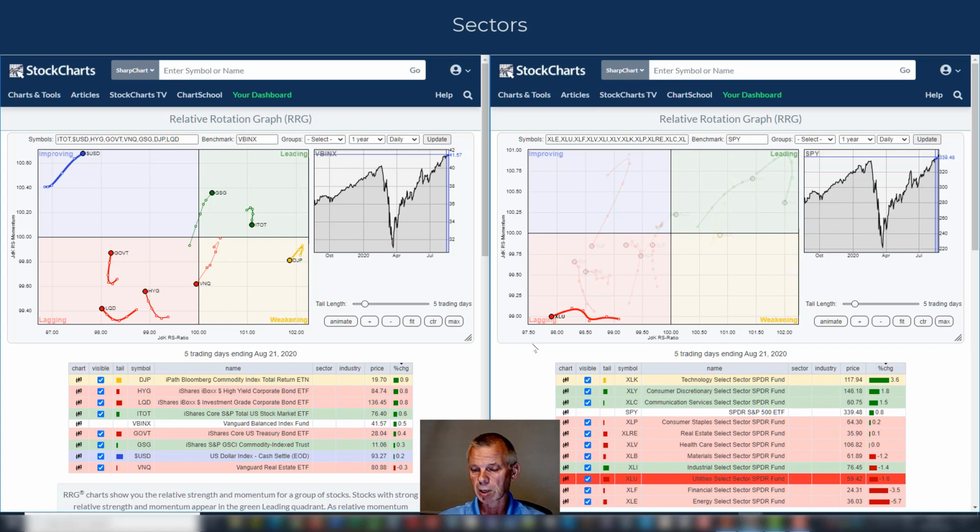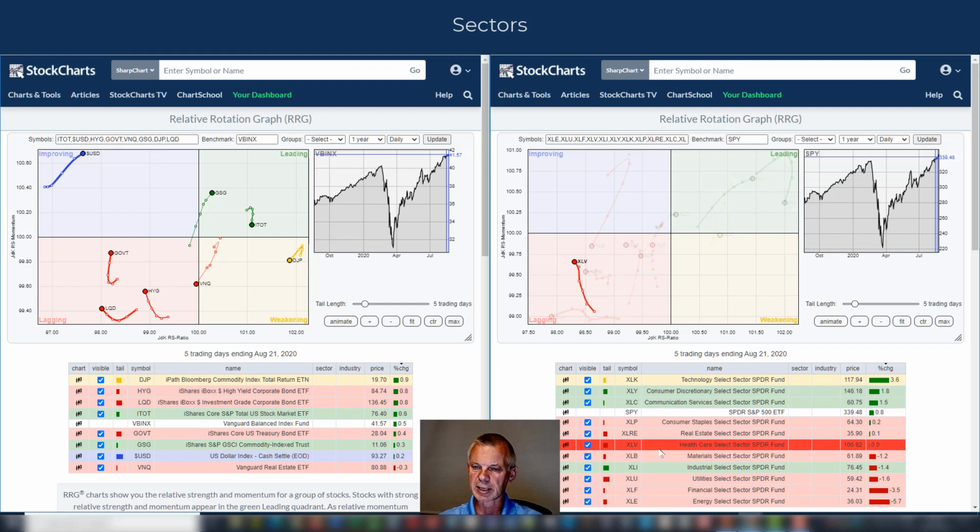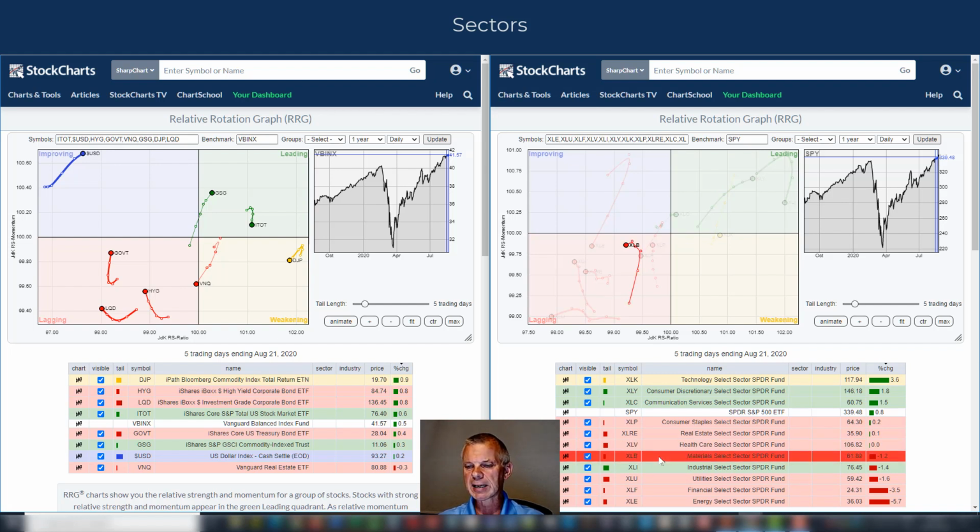We could argue that that's good for the stock market. And then we've got materials rolling back over, and healthcare. They're inside lagging, not very clear. They're gaining on the momentum scale, but losing slightly on the relative strength scale.